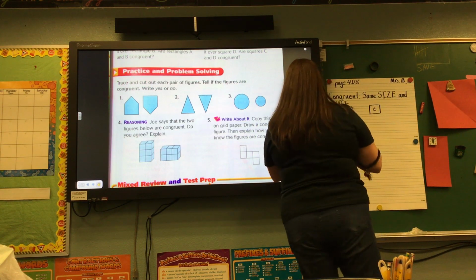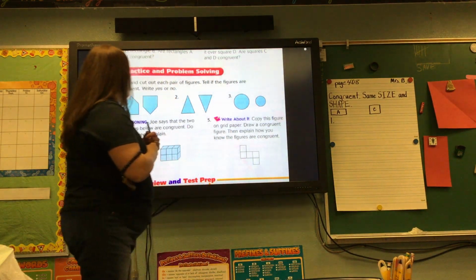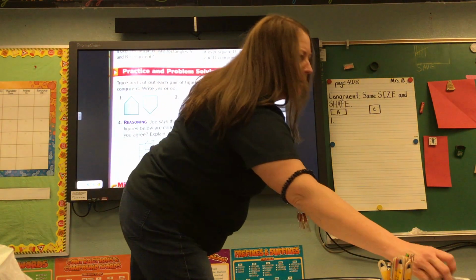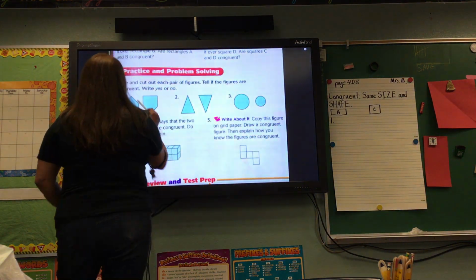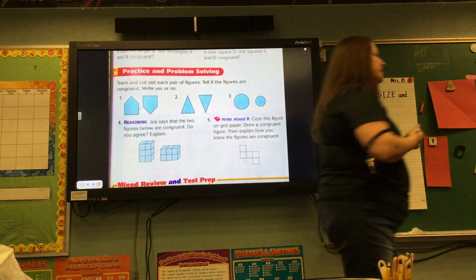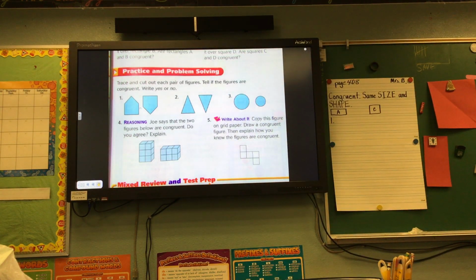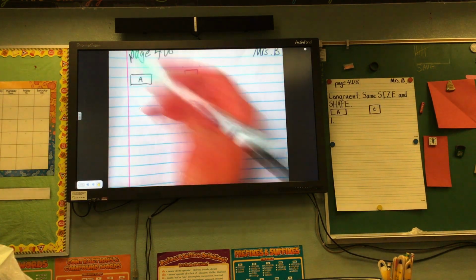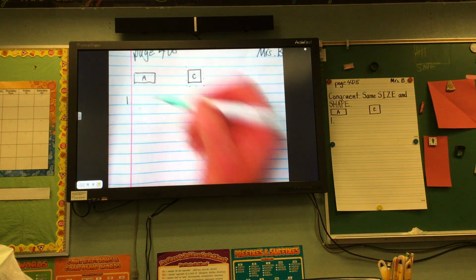Now I'm going to go to number 1. I'm going to come over here to number 1, and I'm going to look at this first shape. It looks like I have another pentagon. Yep, 1, 2, 3, 4, 5 sides. Go ahead and trace that and see if we have a congruent shape. Okay, here we are. Here's number 1. I'm going to go ahead and write a number 1, and we can get started.